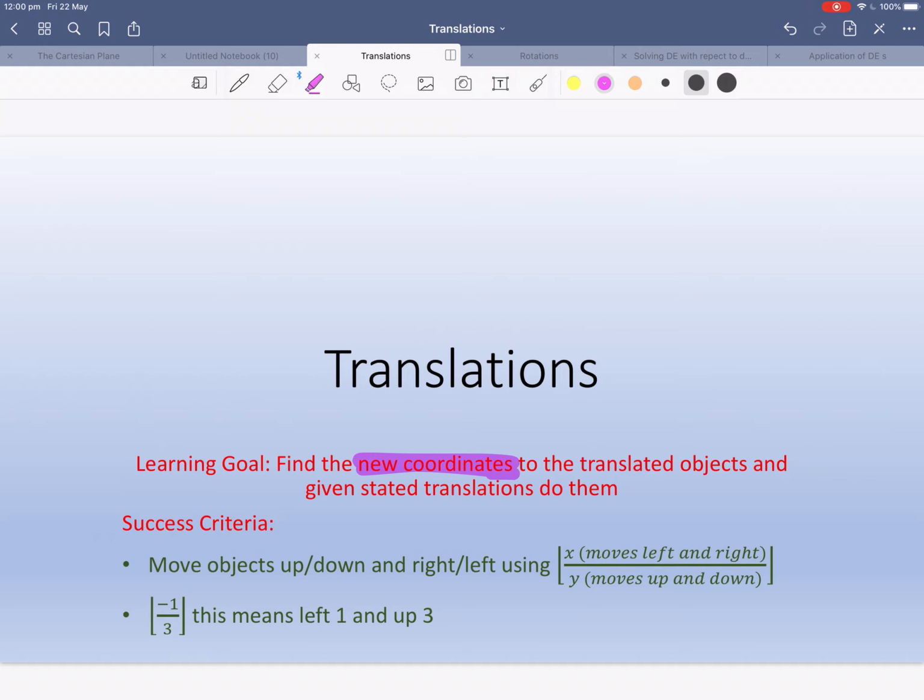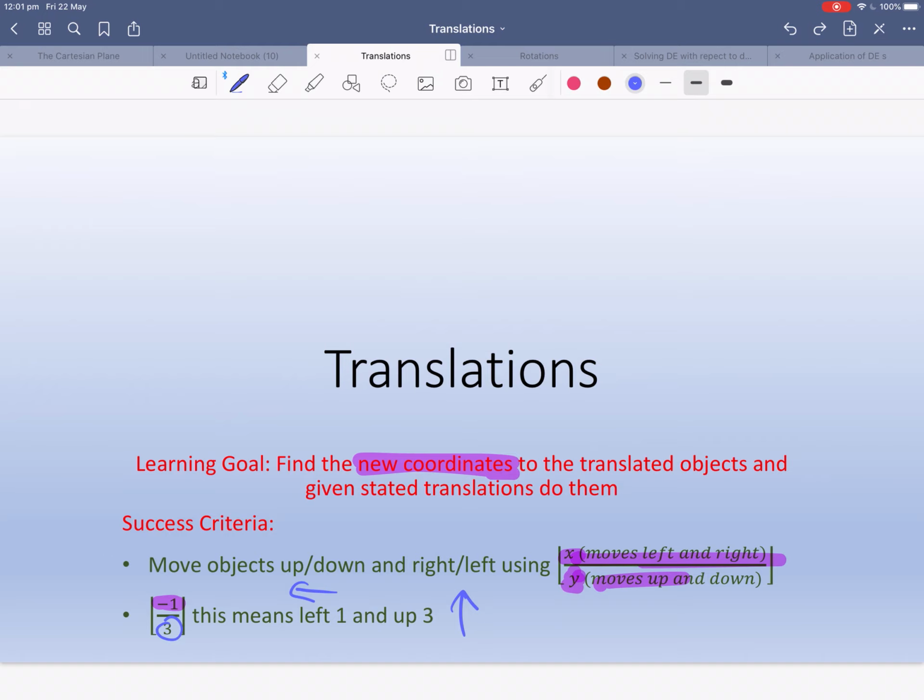So the success criteria is that we have these vectors, and the top one moves it left to right, so that's the x value. And the bottom one moves it up and down, and that's the y value. So for example, negative 1 moves it to the left 1, so it moves it left. And the 3 moves it up. Okay, so if it was negative 3, it'll move down. If it was positive 1, it'll move across. So see how you go with that.